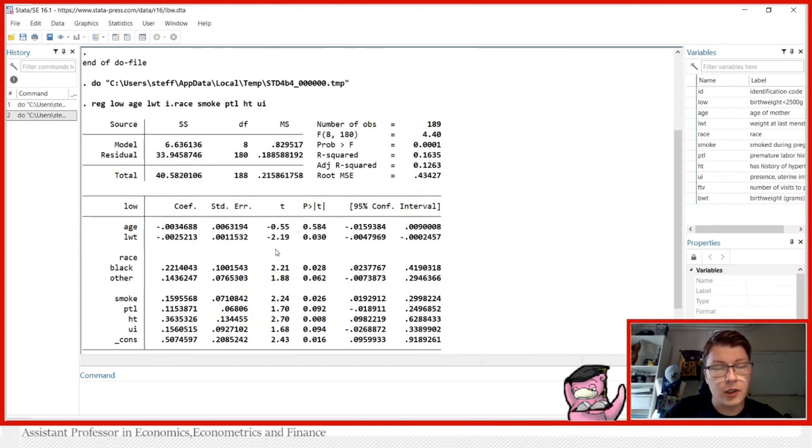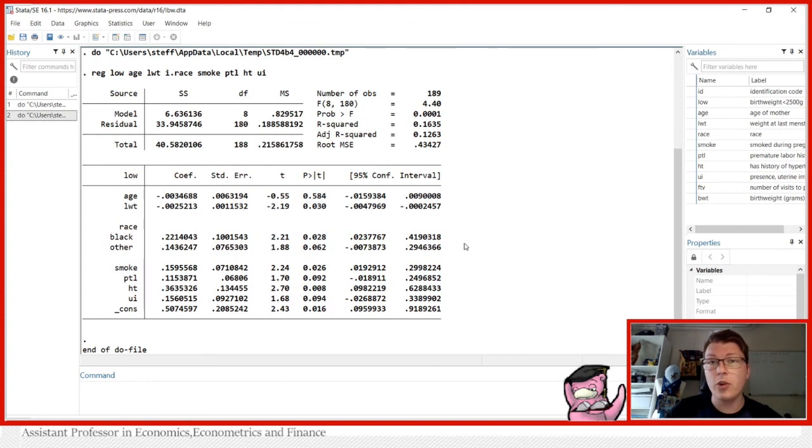This here is also known as a linear probability model. In other words, this is just a regular OLS when you have a dummy as your dependent variable. In this case, we can interpret this as percentage points. The upside of this is that it's very easy to interpret. It comes out in percentages, so very straightforward.